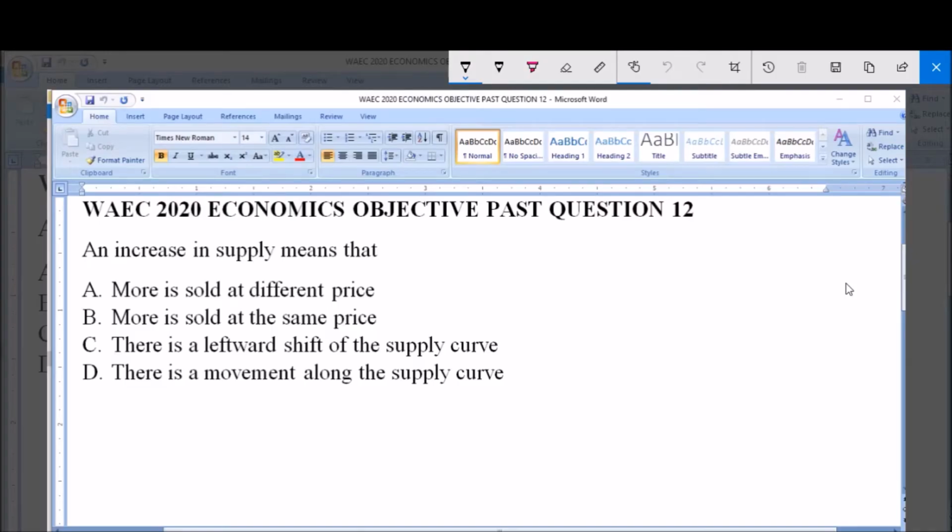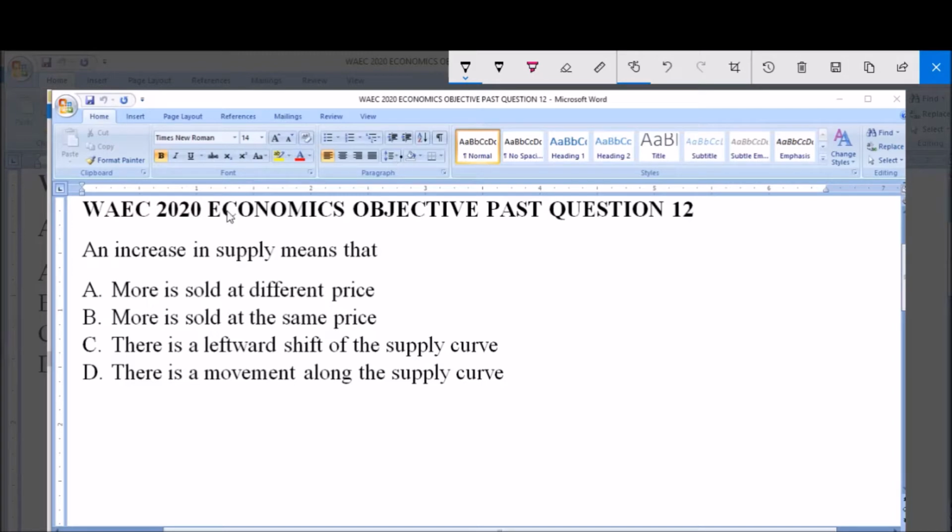I will be answering WAEC 2020 Economics Objective Past Question 12. An increase in supply means that: A. More is sold at different price. B. More is sold at the same price. C. There is a leftward shift of the supply curve. D. There is a movement along the supply curve.